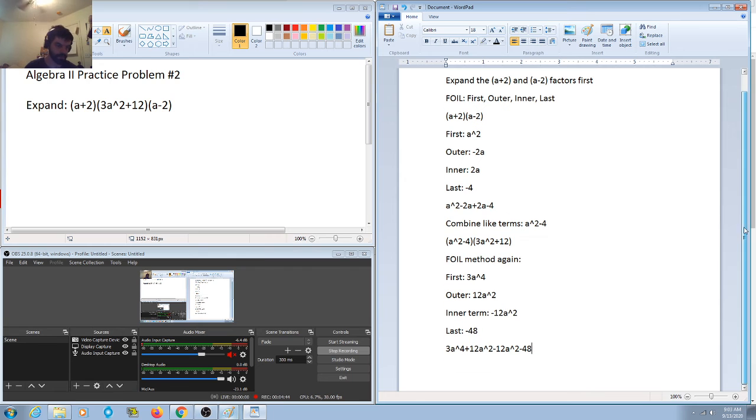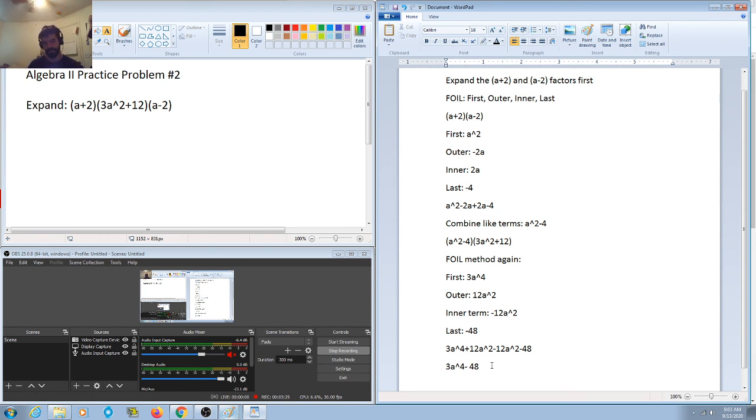Now, let's talk about like terms here. Remember, like terms are always going to have the same variables, but all those variables have to go to the same exponent degree. So for example, 3a⁴ and 12a² are not like terms because their exponents go to different degrees. What we're going to do here, though, is notice that a positive 12a² and a negative 12a² are going to cancel out. So our final answer is going to be 3a⁴ − 48.